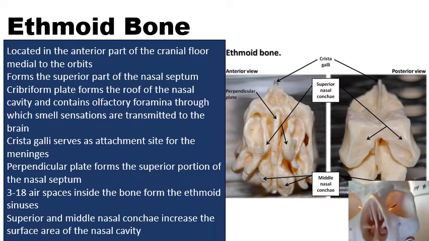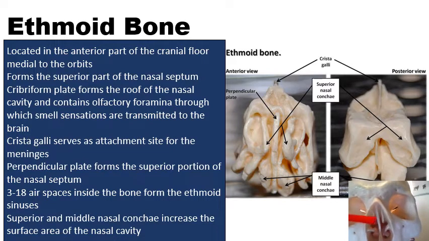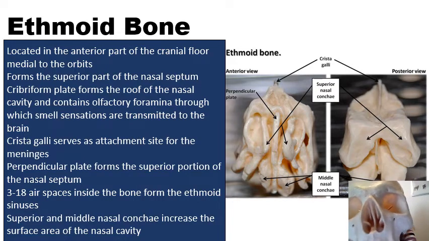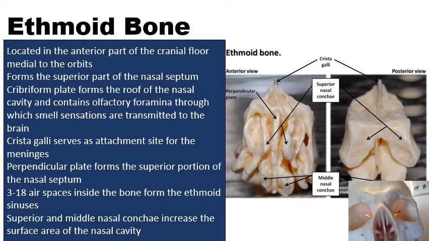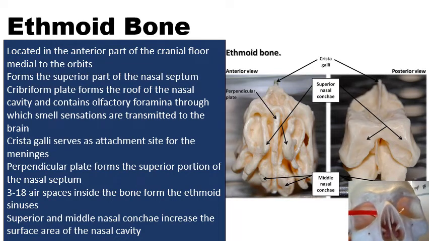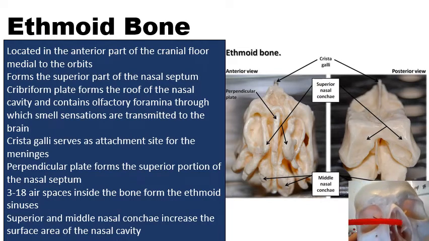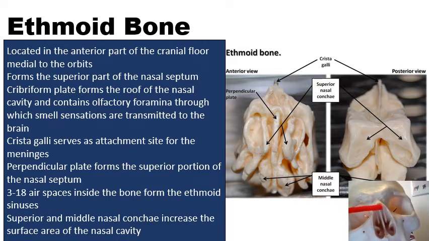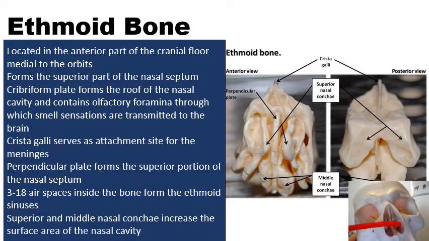Okay, and it's right in here. This line that you can see coming straight down, the top 2/3 of that line are part of what is known as the perpendicular plate of the ethmoid bone. The little curved portions of bone that you see as you look inside this nasal cavity are the middle nasal concha. The one below is the inferior nasal concha.